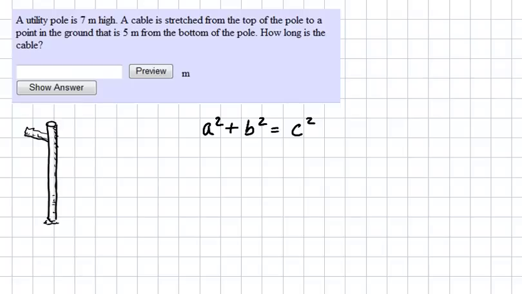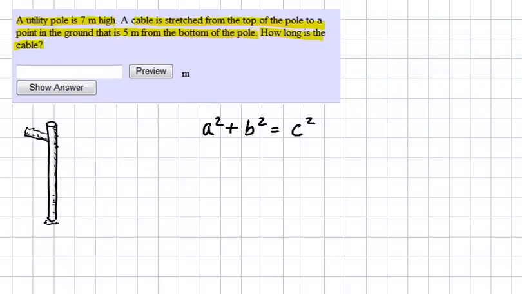Okay, this one looks like it might be another application of the Pythagorean Theorem. The Pythagorean Theorem seems to pop up a lot in mathematics here. It says we've got a utility pole that is 7 meters high. Cable is stretched from the top of the pole to a point on the ground that is 5 meters from the bottom of the pole. How long is the cable?